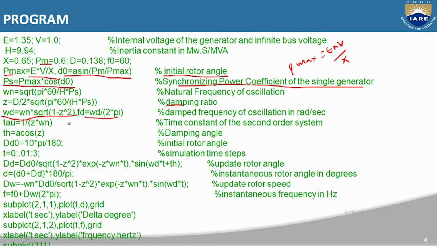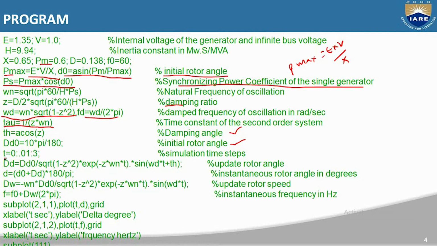So everything calculated here, Z, Wn, Wd is also calculated here. Next, time constant, Tau, 1 by Z Wn. So time constant of second order system. Next, damping angle, rotor angle, Th, A cos Z, D naught pi 10 multiplied with pi by 80, that is initial rotor angle.